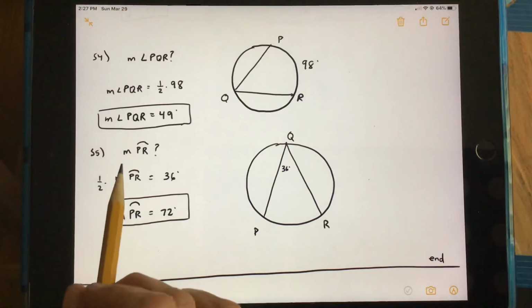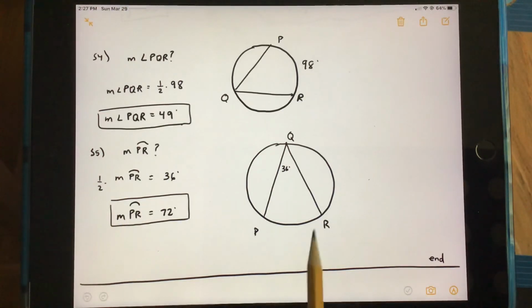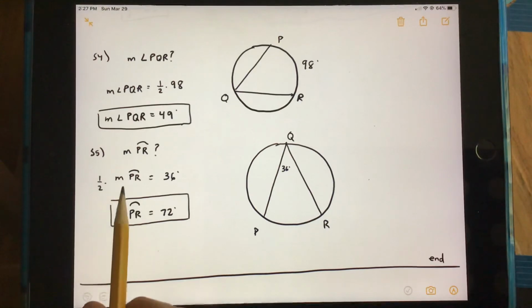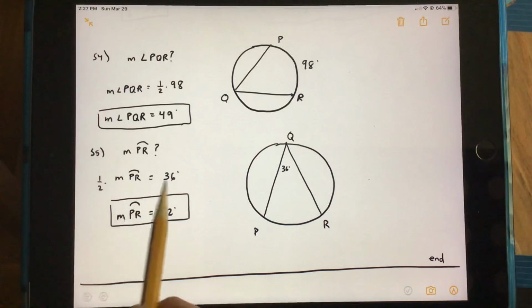Sample 5, we are to find the measure of arc PR. That's this arc here. This arc measurement will be twice as much as this angle, 36 degrees. So we're going to write the equation half times the measurement of arc PR is 36 degrees. Multiplying both sides of the equation by 2 will give us the measurement of arc PR is 72 degrees.